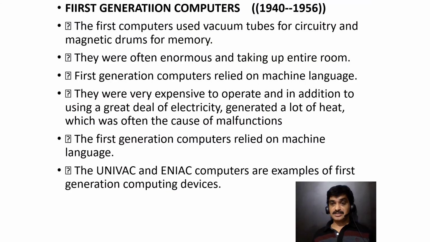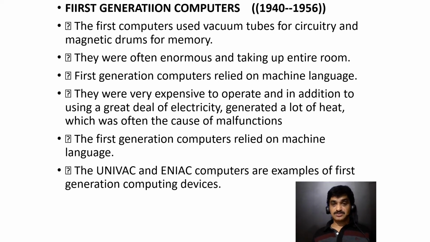Let us see in detail. First generation computers successfully used vacuum tubes. They were often enormous, taking up an entire room. This relates to the size of the computers. First generation computers relied on machine language. Here machine language is the language which a computer can understand. It uses the binary system, or base 2 system, wherein only 0 and 1 are used.